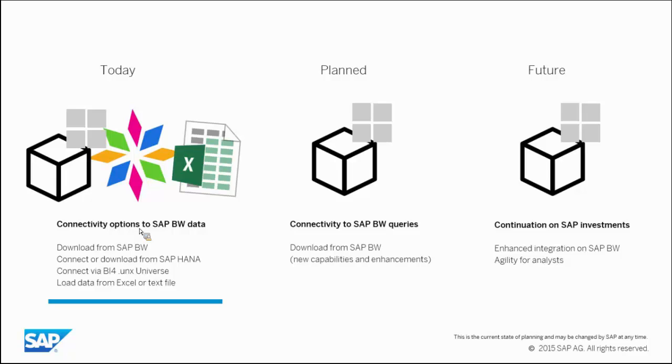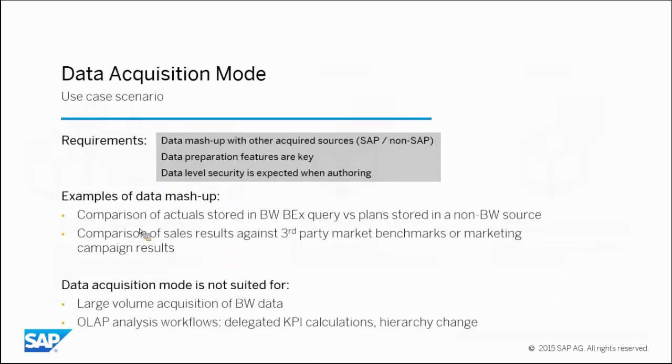What we have today is support for downloading and acquiring data from SAP BW, along with all the other connectivity within Lumira, like connection to SAP HANA, universes, or any other third-party OLTP sources. One important thing I would like to highlight here is that the data acquisition or download from SAP BW is different from the online analysis you would typically do with Analysis for OLAP or Design Studio, for example.